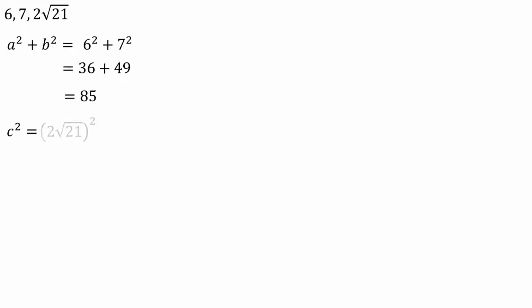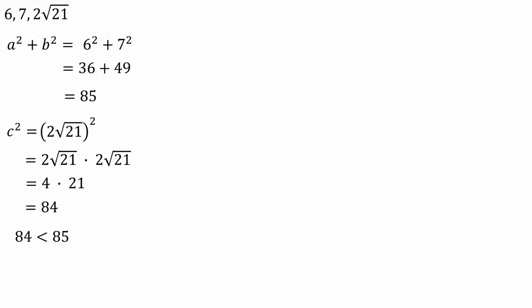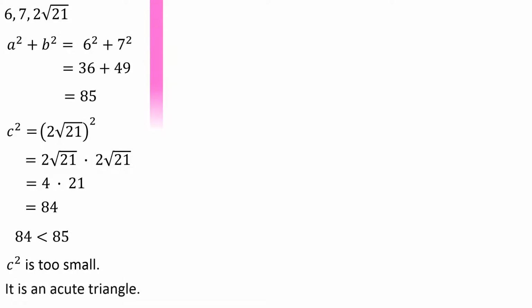6, 7, and then 2 root 21. Okay, so a squared plus b squared. 6 times 6, of course, is 36. 7 times 7 is 49. Add those together, I got 85. Okay, is c squared going to be 85, more than 85, or less than 85? Well, we're going to do 2 times 2 is 4. Root 21 times root 21 is 21. 4 times 21 is 84. Whoa, that's really close. But a little bit too small. 84 is less than 85. C squared is too small, so it's an acute triangle.